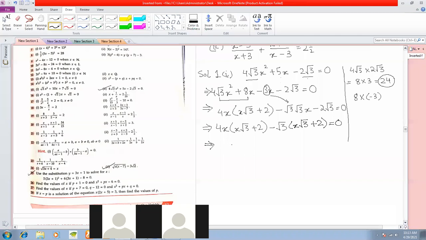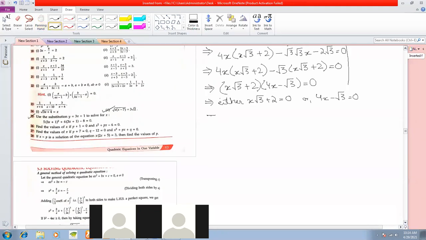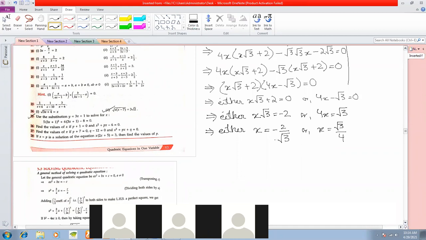And now I have x root 3 plus 2 common. I can take it out. After taking out x root 3 plus 2, I'm left with 4x minus root 3 equal to 0. So that means either x root 3 plus 2 equal to 0 or 4x minus root 3 equal to 0. That means either x root 3 is equal to minus 2 or 4x is equal to root 3. That means either x is equal to minus 2 by root 3 or x is equal to root 3 by 4. Okay, so these two should be the roots of this equation.